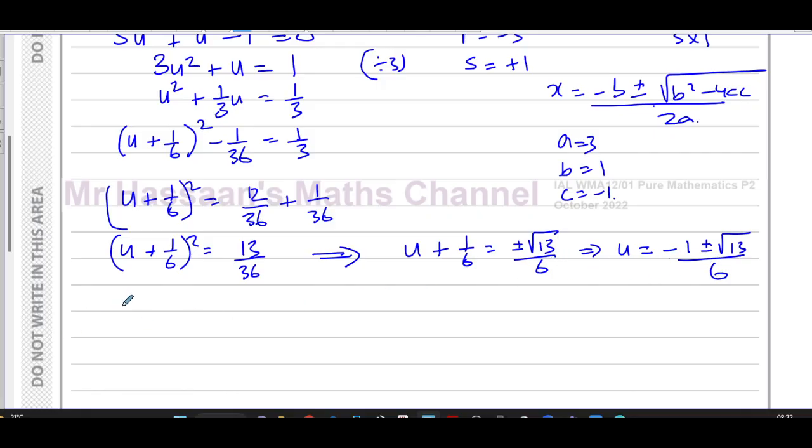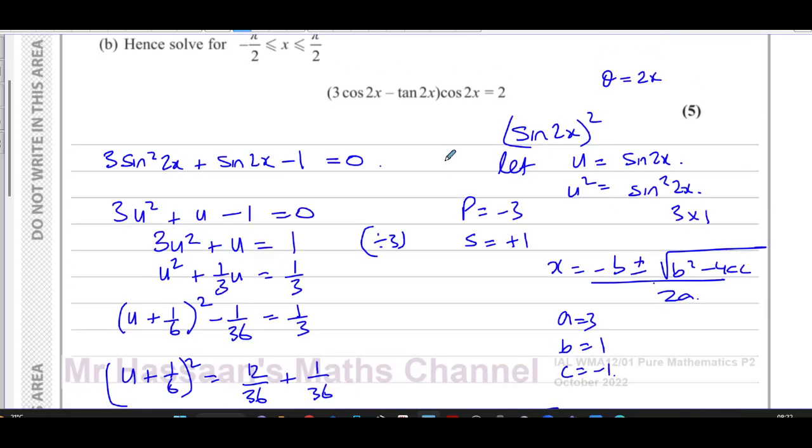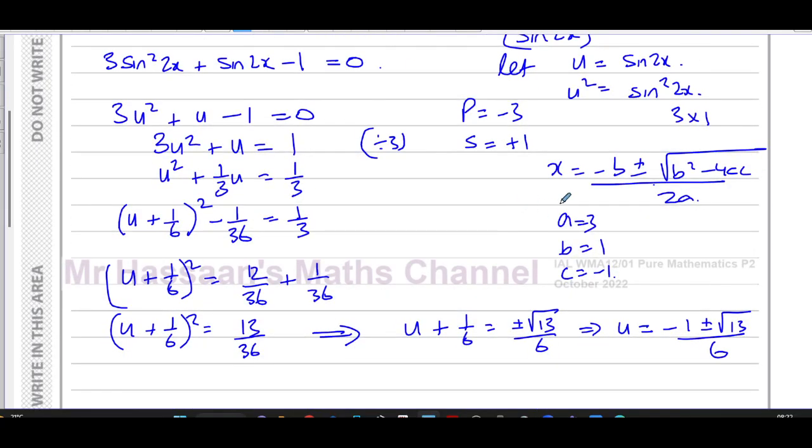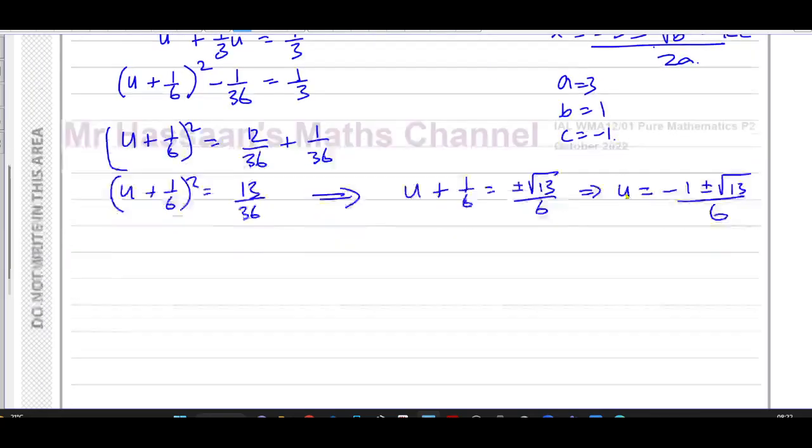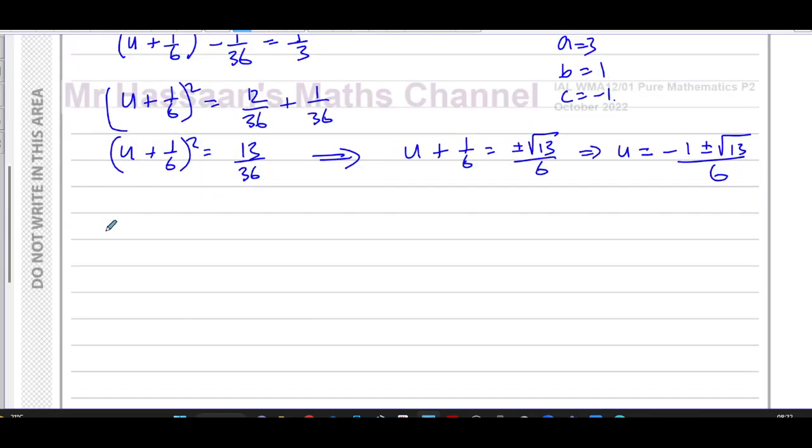So now what we can say is we called u equals sine 2x. So the sine of 2x can either be minus 1 plus root 13 over 6, or the sine of 2x can be minus 1 minus root 13 all over 6. Those are the two solutions now, all right? So now we can solve for x.